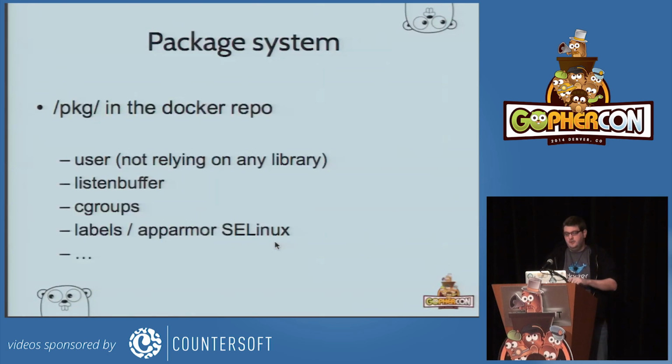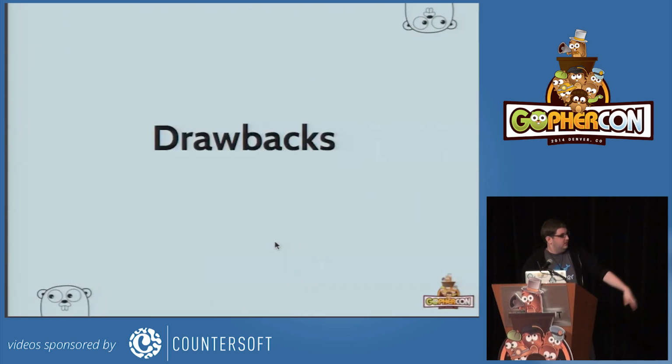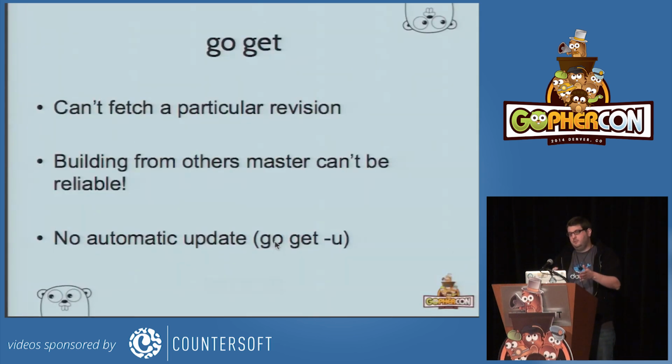We have a package for users that does not rely on any library, it basically parses /etc/passwd. We have listenbuffer also. This allows you to start listening for connections, but just buffer the requests until you are ready to process them. We have cgroup package, label, apparmor. So basically, some core functionalities of Docker are put in those packages. Even if you don't want to use Docker, you can still take a look at those packages, and they are really useful.